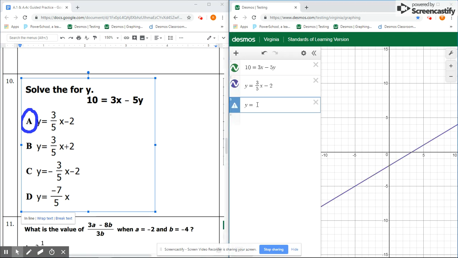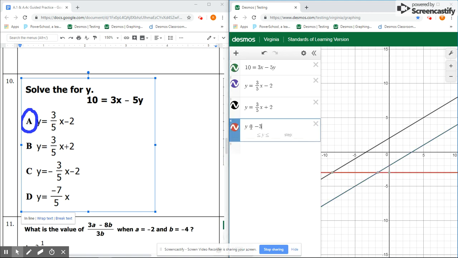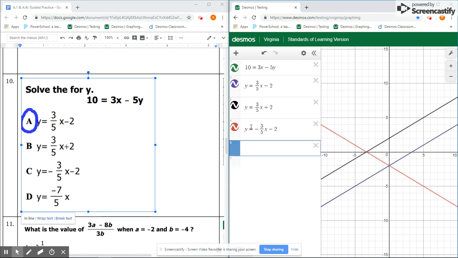Y equals 3 over 5x plus 2. All right, that's obviously not the same as my green here. So that's not going to be an answer. We have y equals negative 3 over 5x minus 2. That's not an answer either. And y equals negative 7 over 5x. That's not an answer. Okay, so for number 10, the only answer choice that was equivalent to our question was A.